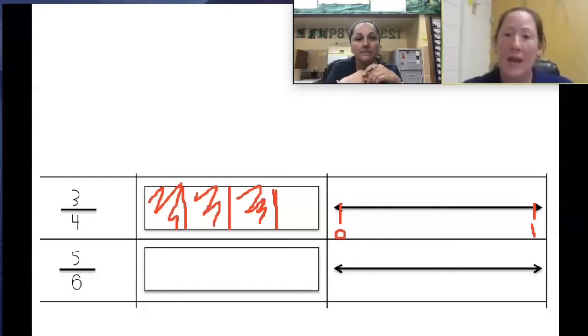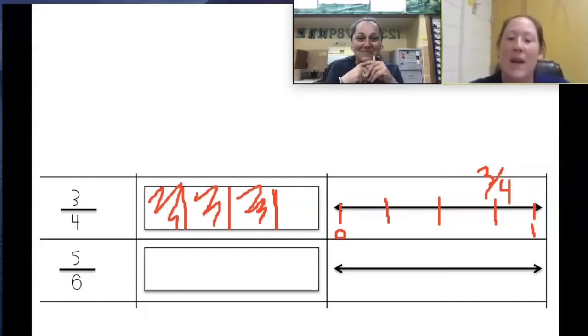So I'm going to do it again. I'm going to break it up the best I can, just by eyeballing it. And I'm going to count the spaces over. So this would be 1/4, 2/4, 3/4. So right here is where I would mark my 3/4. There we go. So I've counted those spaces.